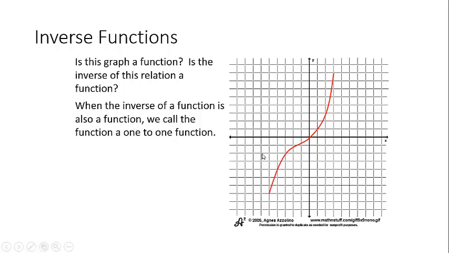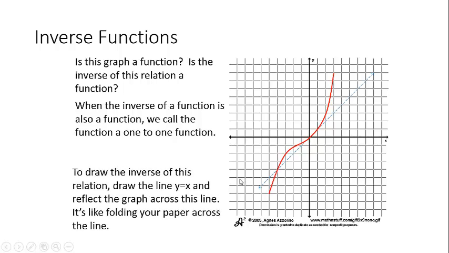So remember that whenever a function's inverse is also a function, we call it a one-to-one function. How do we find the inverse of this function? Well, I can just fold this paper across the line y = x, and there you have the inverse of this function. And notice that the inverse, which is blue, is a function. If I do the vertical line test on it, it will be a function. But we already knew that from the original by doing the horizontal line test on it.